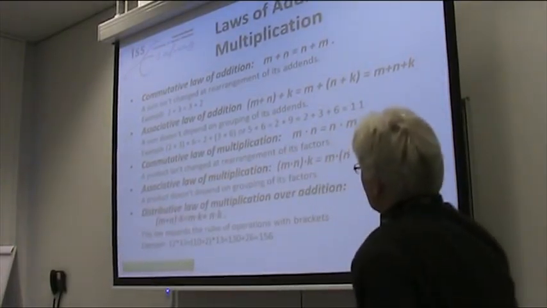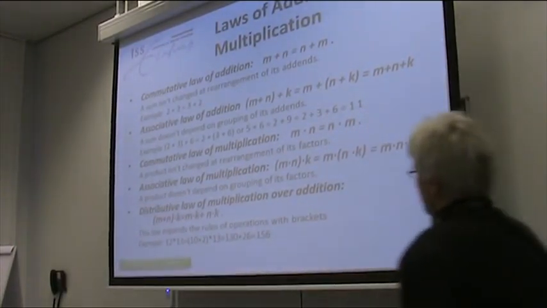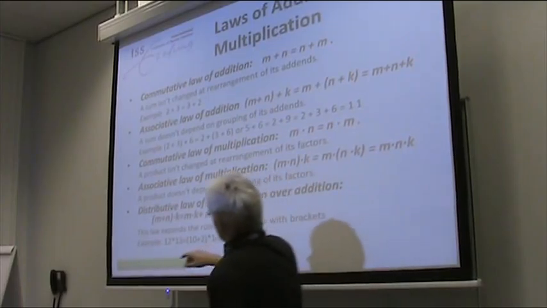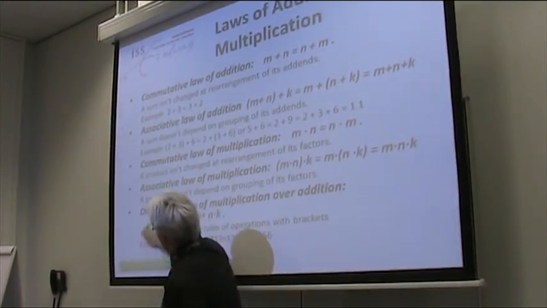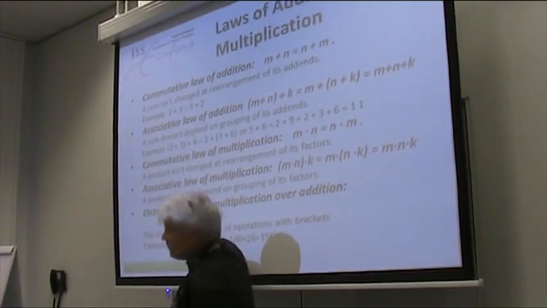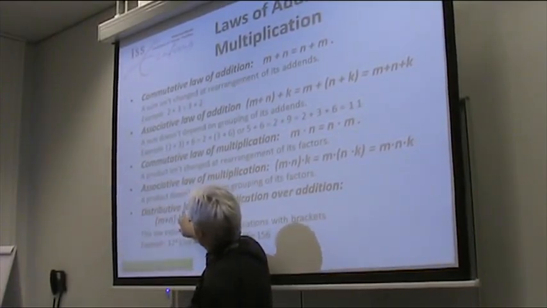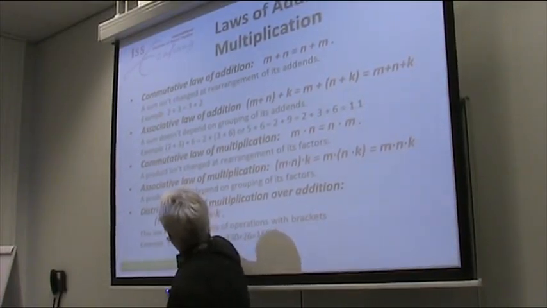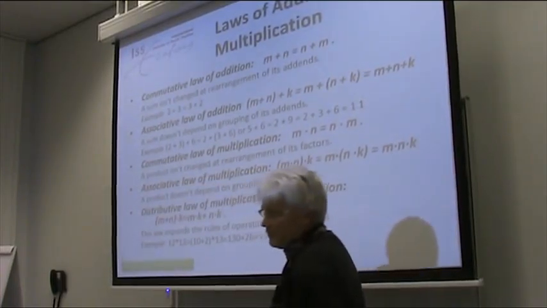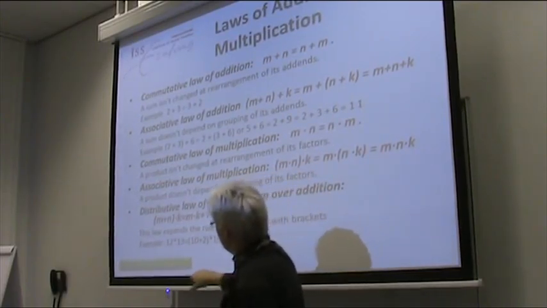And then we have the distributive law of multiplication over addition. And here it says that if you have something which adds up times a number, you can also write this as this number times k, so n times k, or n times k. Well, that's difficult, but if you take a look at the example, then you can see the point.